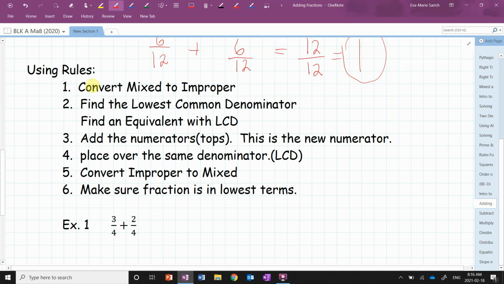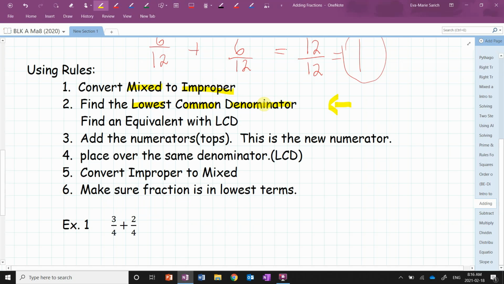So the first step is to convert mixed to improper, and we've done that before. Then we need to find that lowest common denominator, and that's something that, in fact, is maybe new to some of you. And I'll give you a technique for being able to do that.